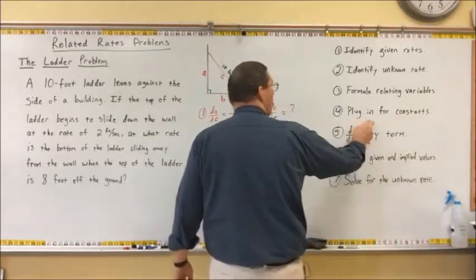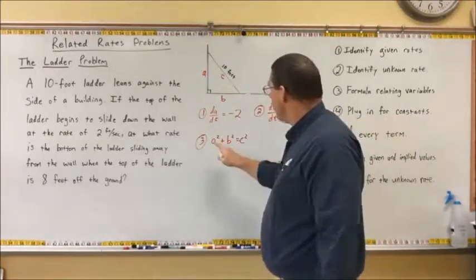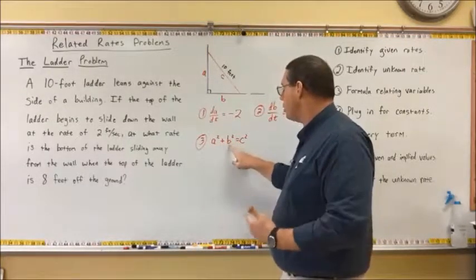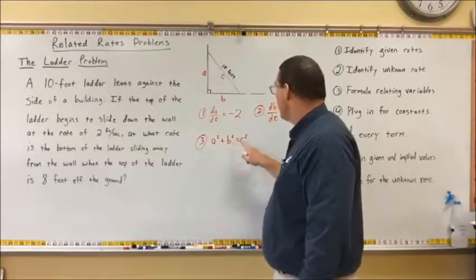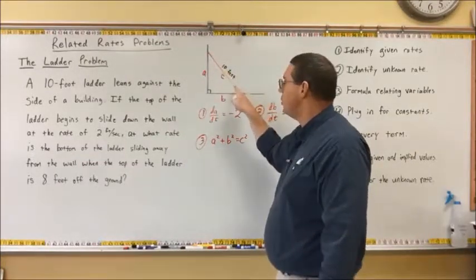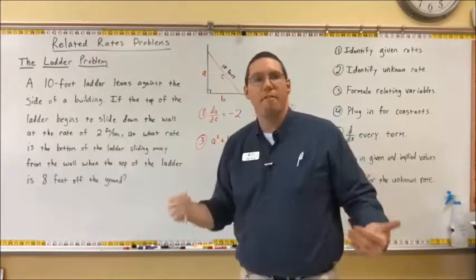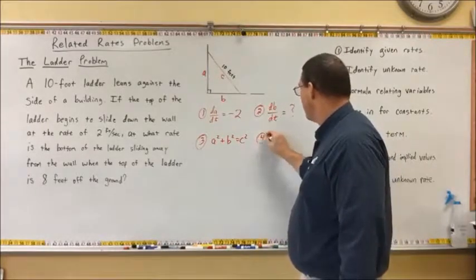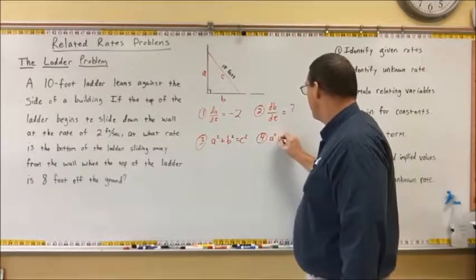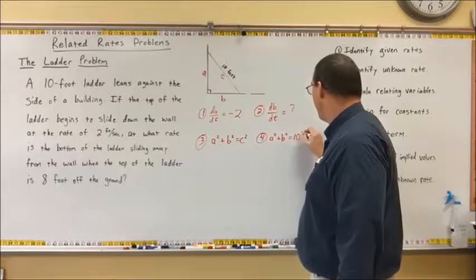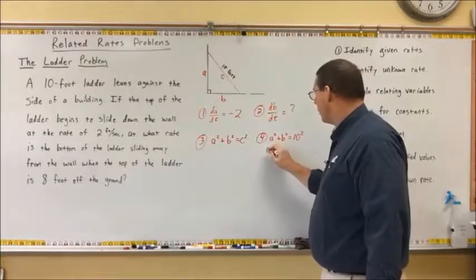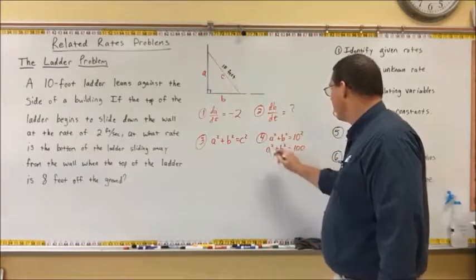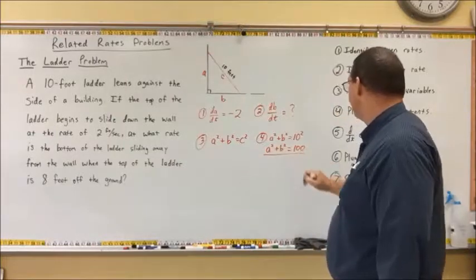Step 4, plug in for constants. What that means is, are any of these variables not changing? Well, we know A is changing, and the question implies that B is changing, but C, the hypotenuse, is not changing. We're told that the ladder is 10 feet long, not changing. So we're going to plug 10 in for C. So our formula is now A squared plus B squared equals 10 squared, which is 100. So this is now the formula that we're going to work with.